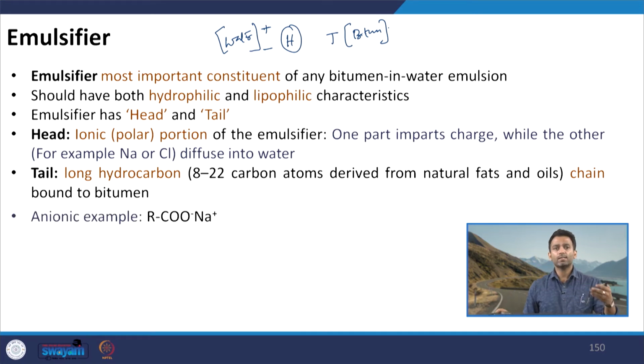Now, there are various types of emulsifiers of course, but let us see some common examples just to understand how the emulsifier provides charge to the emulsion. In case of anionic emulsion, one example is RCOONa. If you see RCOONa, we basically have fatty acids here.